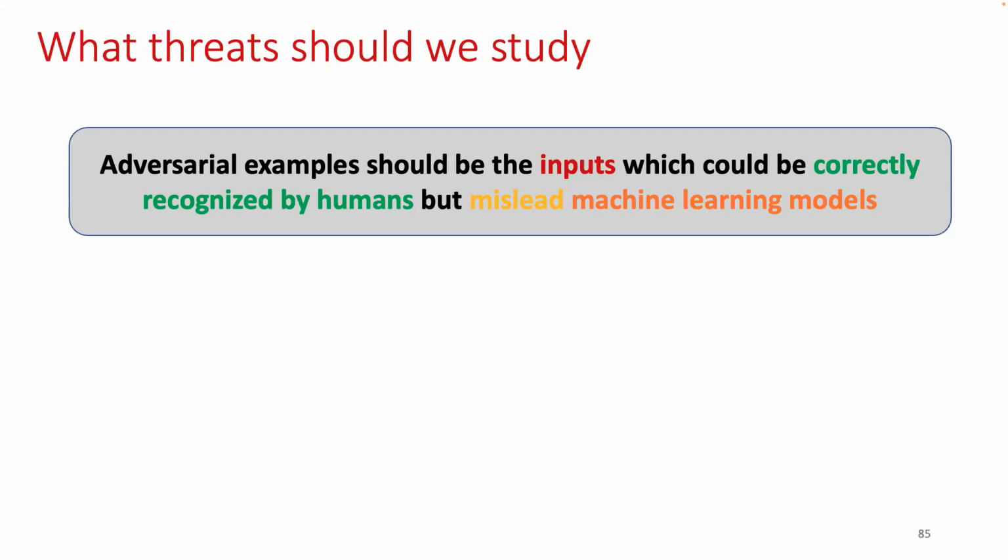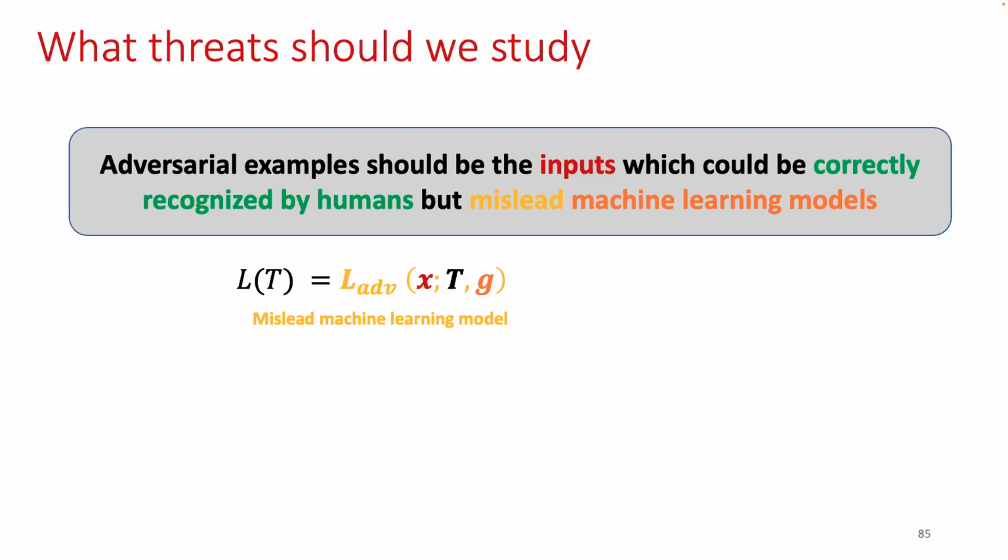Here we describe the adversarial example as an input which can be correctly recognized by humans but misleads the machine learning models. So this adversarial example is proposed from the human perspective. We use the human as the oracle to make sure the manipulated input does not mislead humans. In terms of this description, we can design a general way to describe or design adversarial examples.